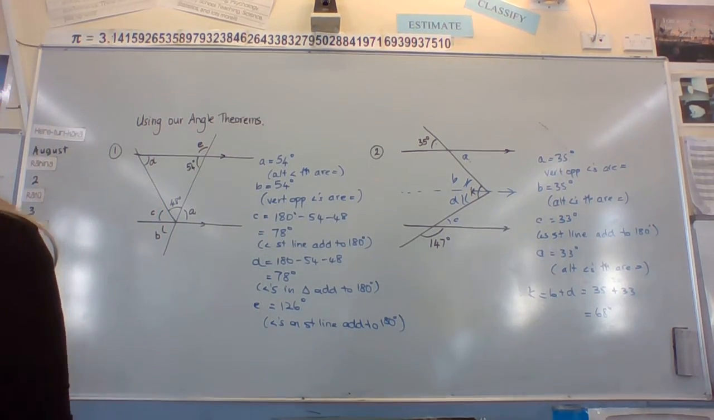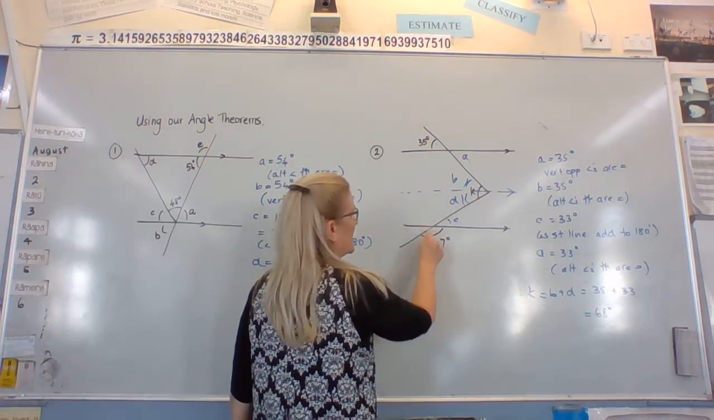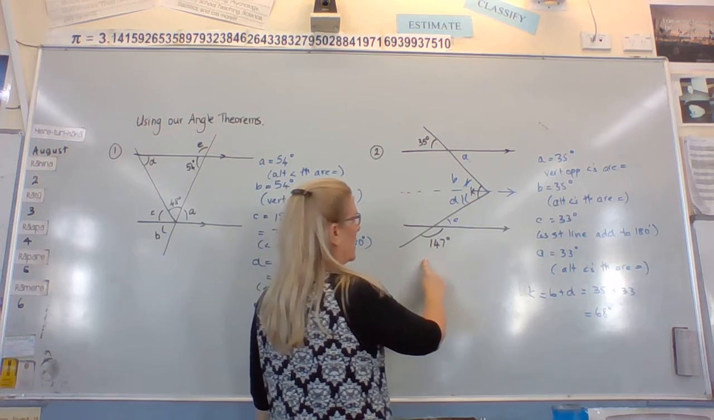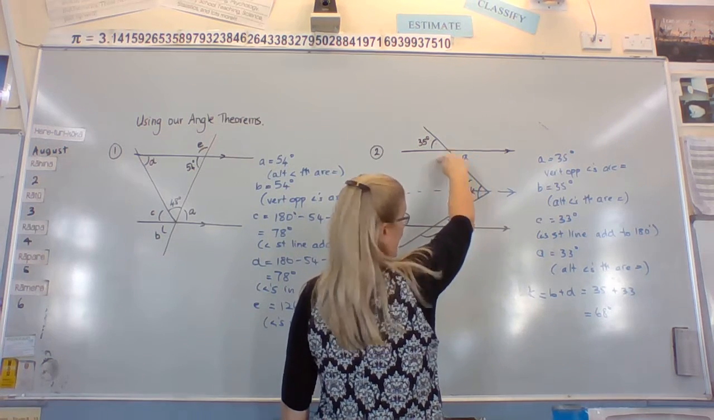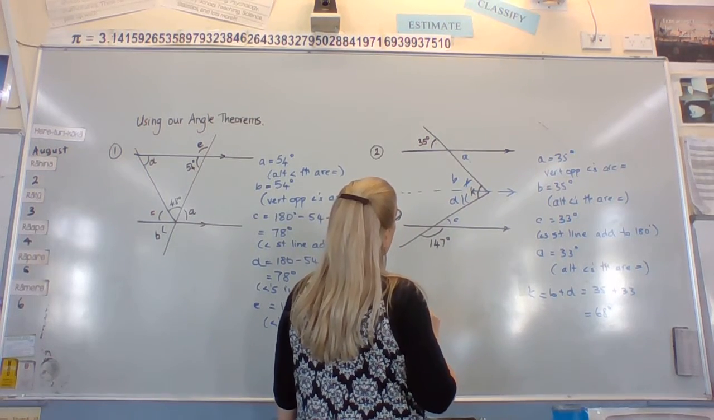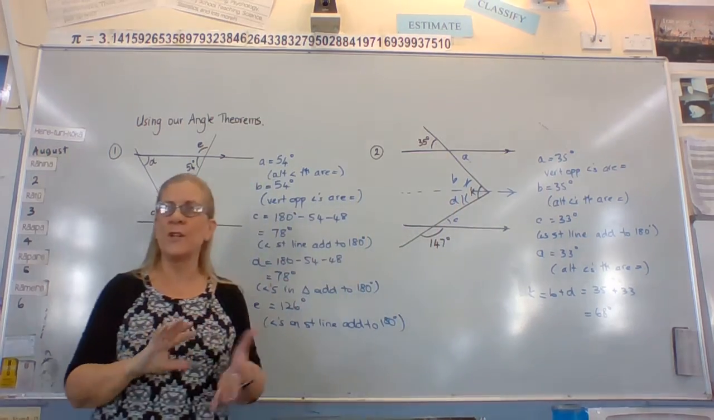So the one trick, there's so many other ways you could find that. I could have gone from here to here and used co-interior. I could have gone from here to here and used co-interior. I could have gone here to here and used straight line. So many other ways you could have done it.